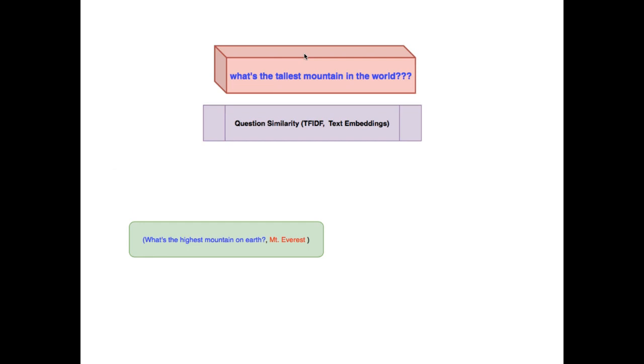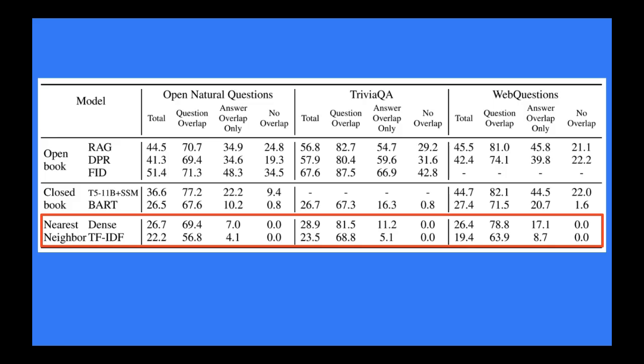So after you measure the similarity, you will select the most similar question, which is what's the highest mountain on Earth? Then the answer is Mount Everest. So you can answer this question. But by the way, if these question and answer pairs don't exist in your training data, then you will not be able to answer that. So yeah, your question got answered.